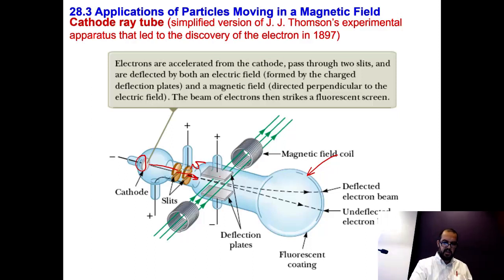The electric field is going to be from the positive to the negative plate, and you have two coils that are parallel to each other. We will see how coils generate a magnetic field. So this is a magnetic field. You can control the strength of the magnetic field by controlling the current through these coils, and you can control the strength of the electric field by controlling the voltage between the two plates. And so you can deflect the electrons.